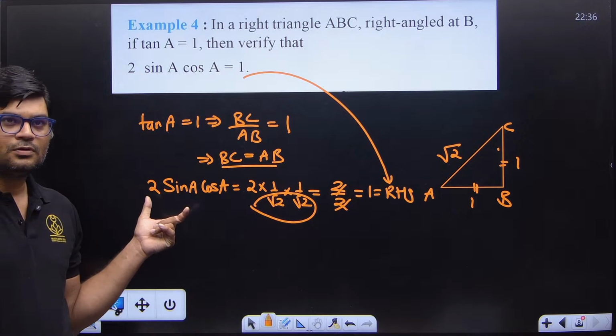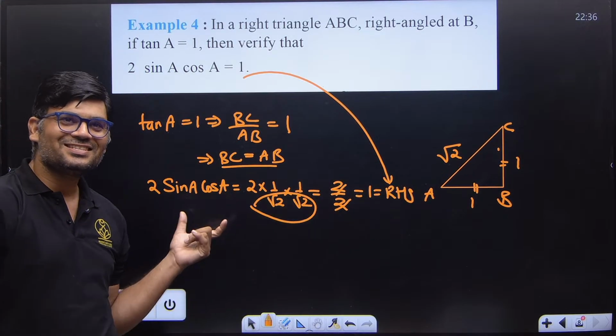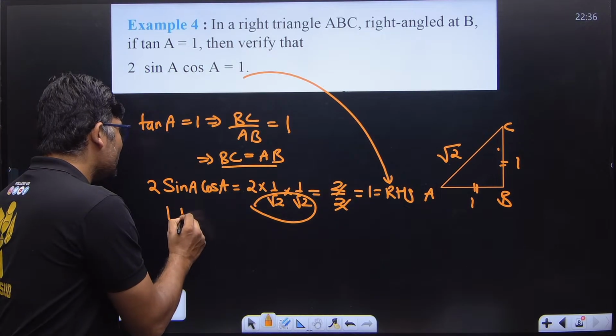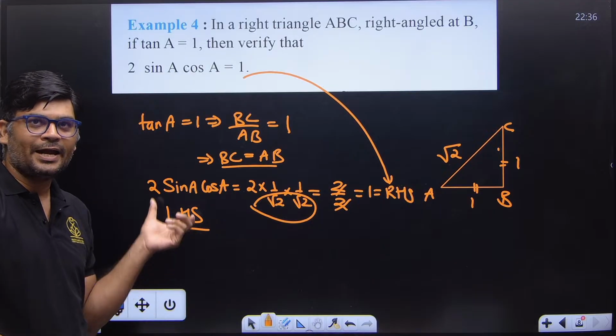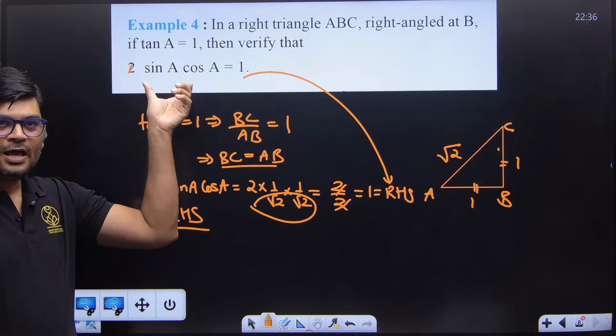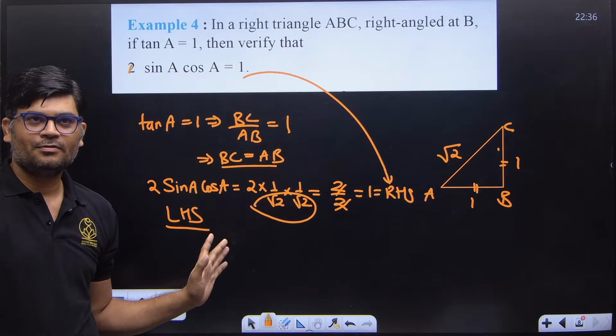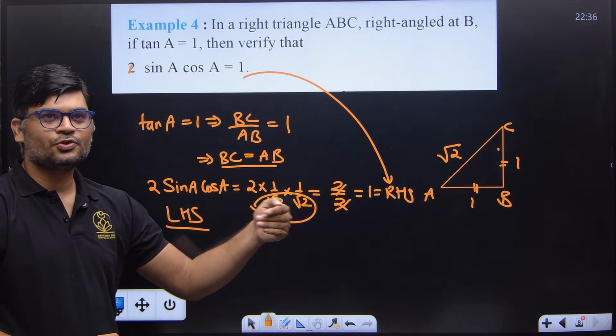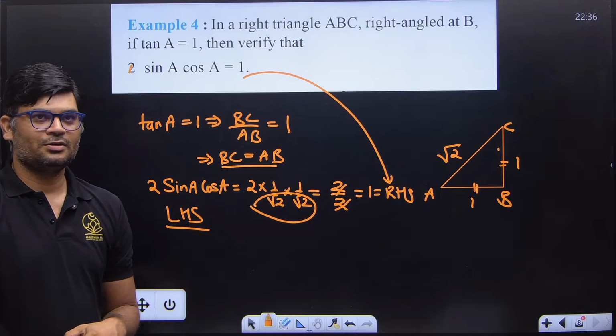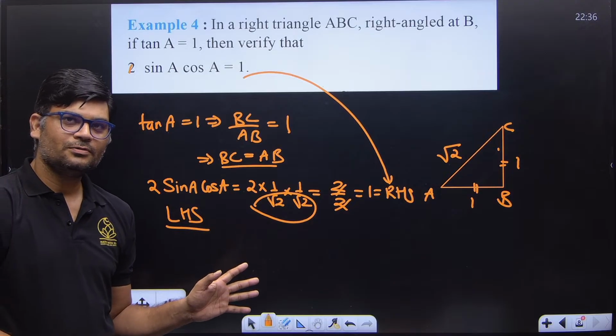What's RHS? Right hand side. This is the left hand side. If we are proving something, we start from the left hand side and reach the right hand side. Then we say that LHS is equal to RHS, the equation holds true. It is verified. Understood?